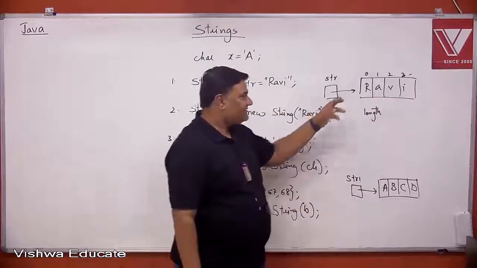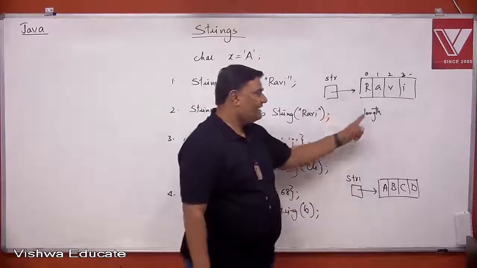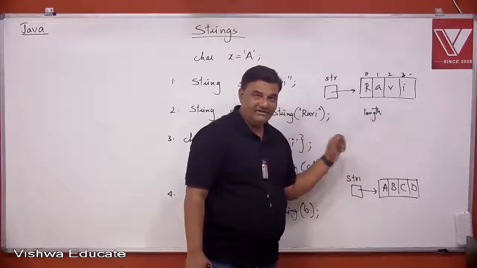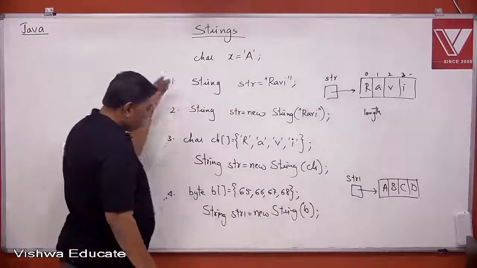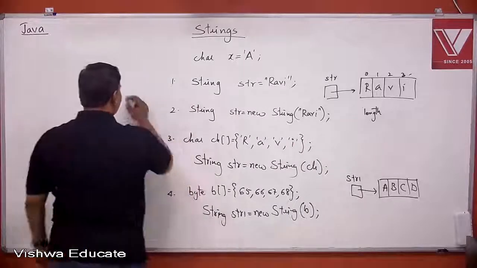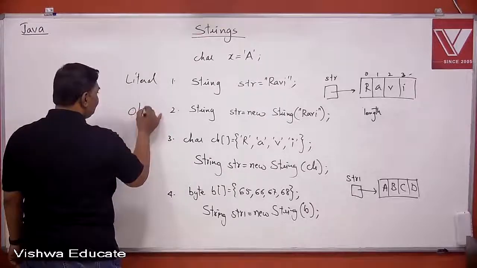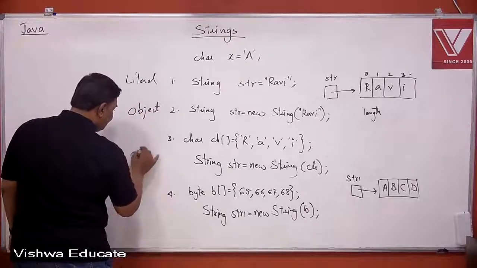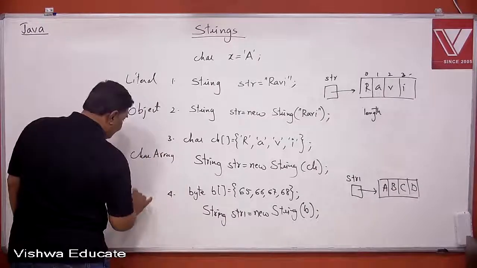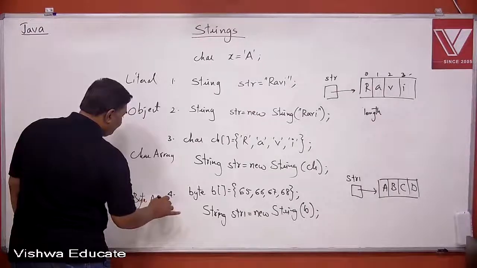Fourth point, string is not terminated by null character. Fifth point, string will have a length. Instead of null character, it will have length. Then sixth point, these are all the methods of creating a string, that is using a literal, and this is by object, and this is by char array, and this is by byte array.